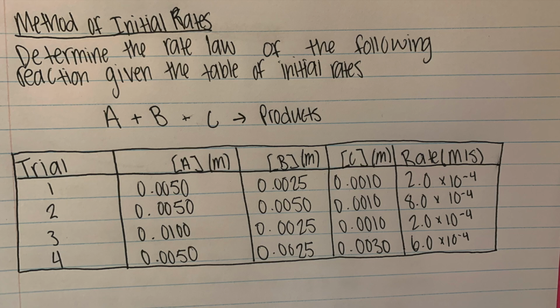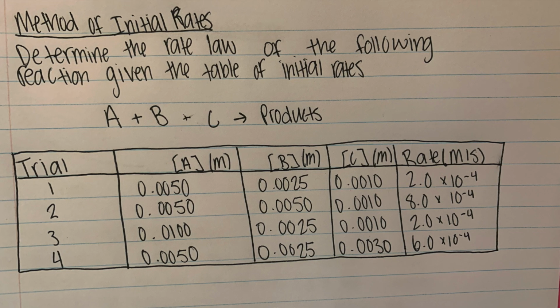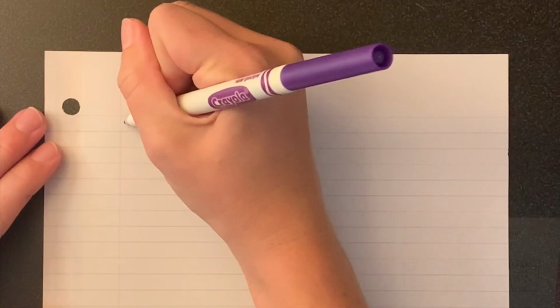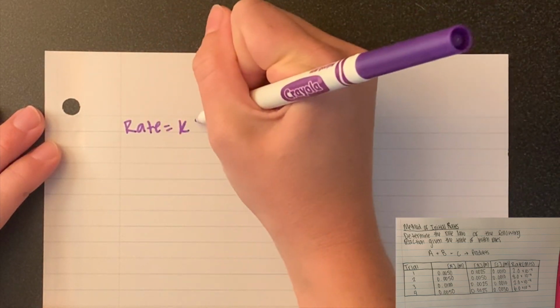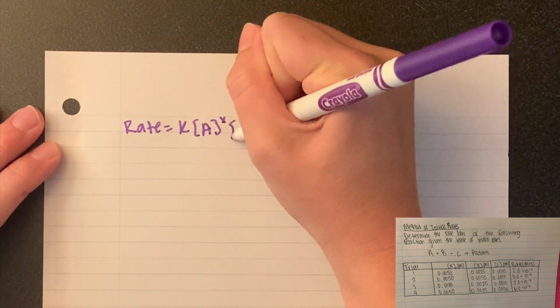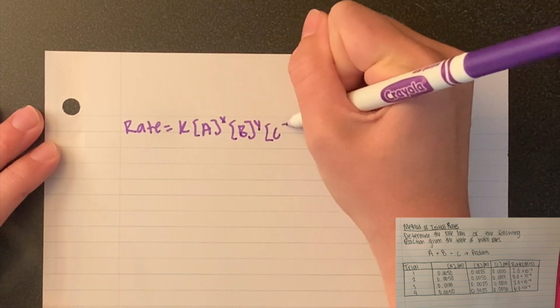The problem I'm going to go through today is a method of initial rates problem. So it says determine the rate law of the following reaction given the table of initial rates. And the reaction is A plus B plus C to products. And you can see we have 4 trials given. So what we'll start with is just writing out what we know so far. So we have rate equals rate constant times concentration of A to the X, B to the Y, and C to the Z.